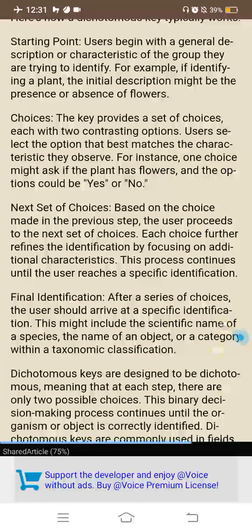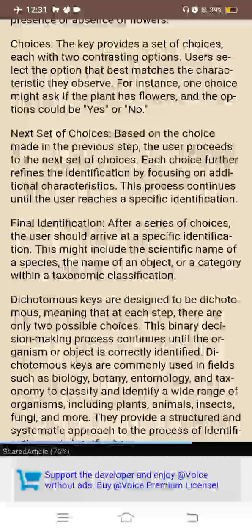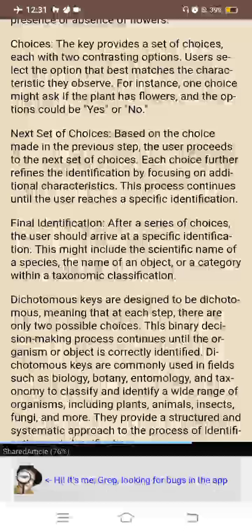Next set of choices. Based on the choices made in the previous step, the user proceeds to the next step of choices. This choice further refines the identification by focusing on additional characteristics.